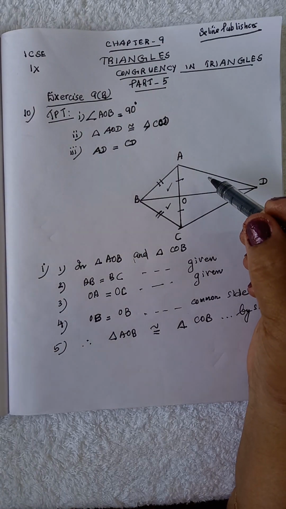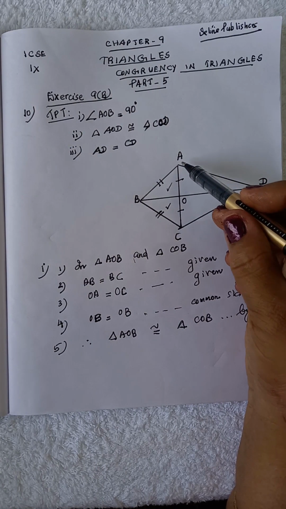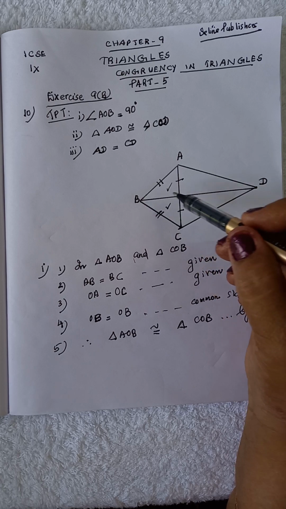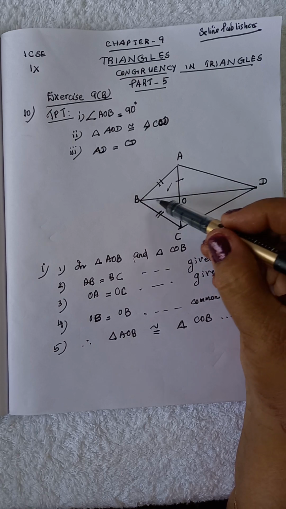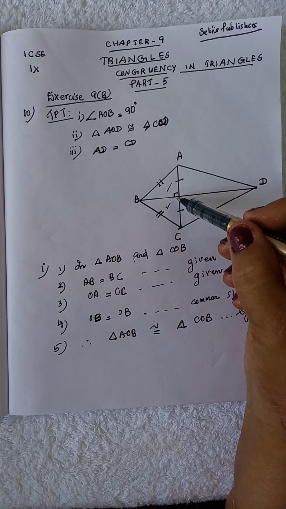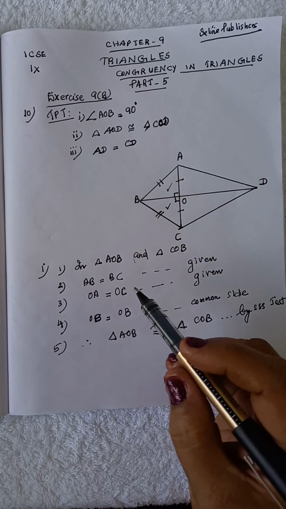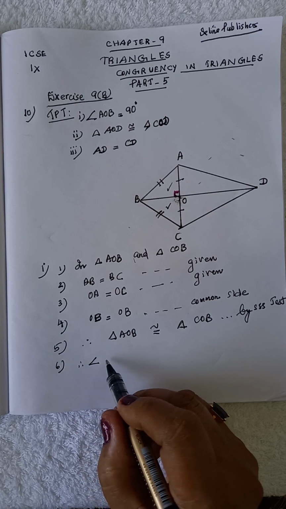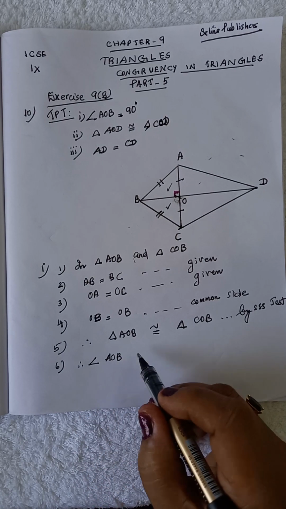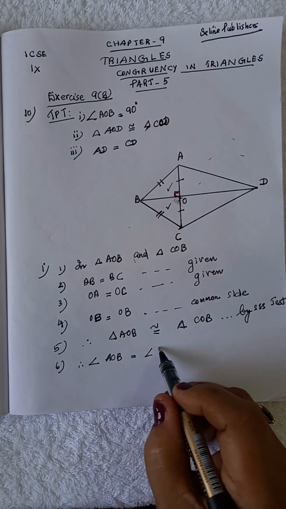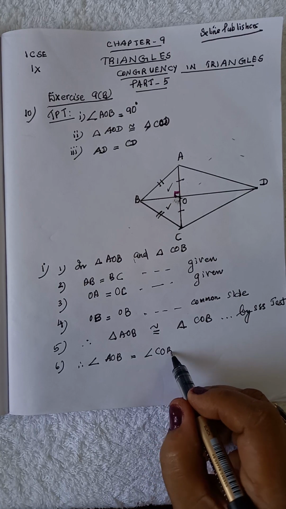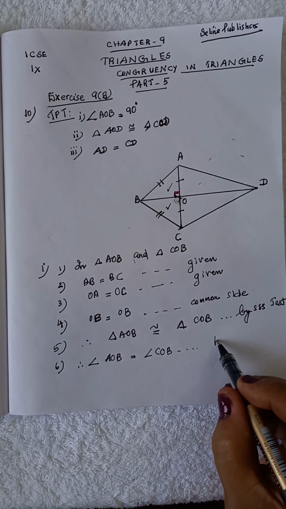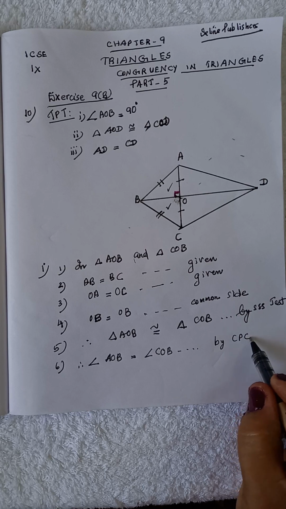So we can say that this angle AOB, that is equal to angle COB. That is by what reason? CPCTC. Now sixth point we can write, therefore angle AOB is equal to angle COB. Reason is by CPCTC.